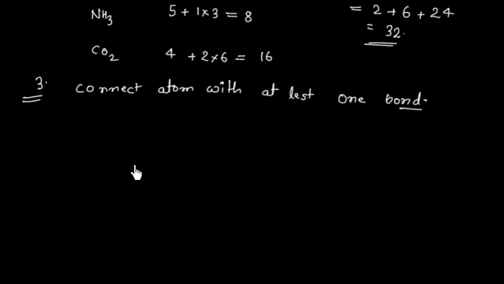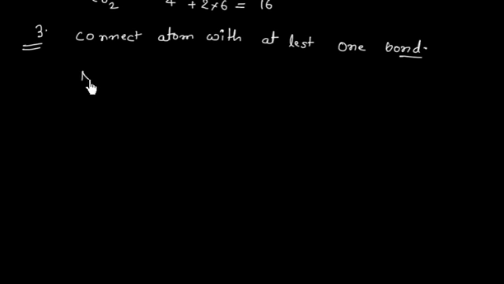So let us see what the meaning of this is. Let us say I have NH3: I will have nitrogen, hydrogen, hydrogen. Now I have to connect all these atoms by at least one bond. H2, if I have OH2, connect this one. Are you getting it or not?